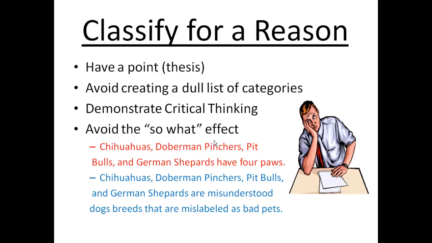Here's an example. Chihuahuas, Doberman Pinschers, Pit Bulls, and German Shepherds have 4 paws. So what? Why is that even important? It would be better for your thesis to be: Chihuahuas, Doberman Pinschers, Pit Bulls, and German Shepherds are misunderstood dog breeds that are mislabeled as bad pets. Now you're demonstrating critical thinking.